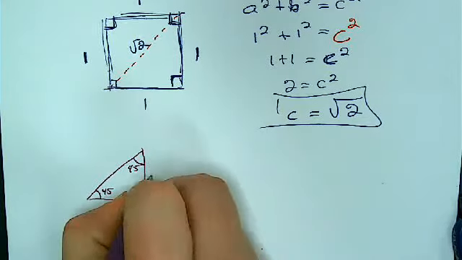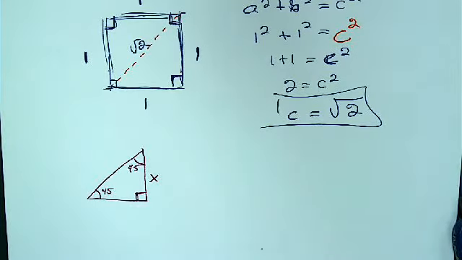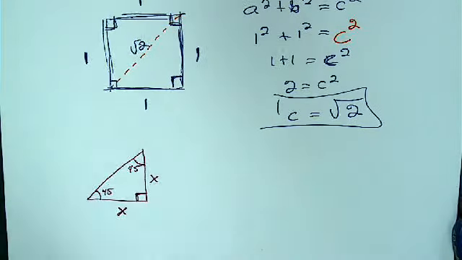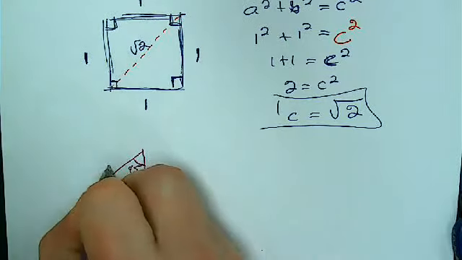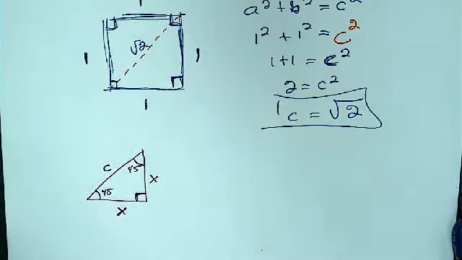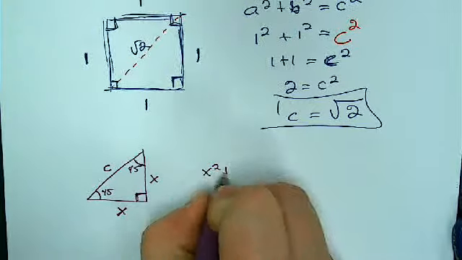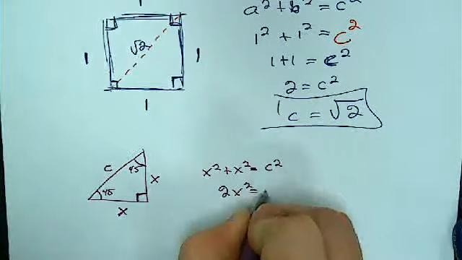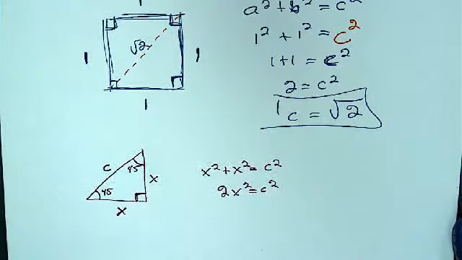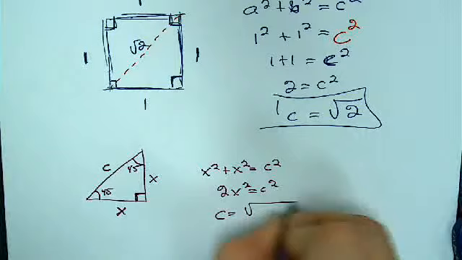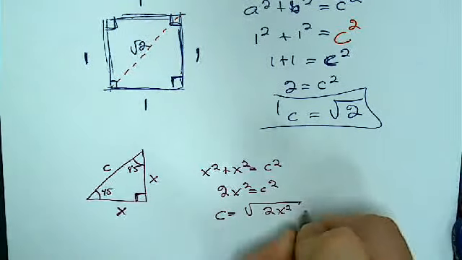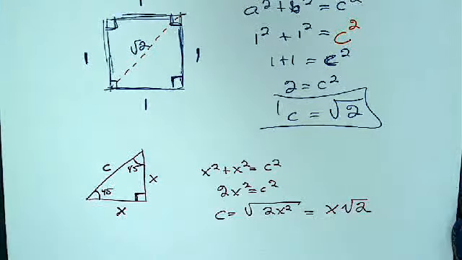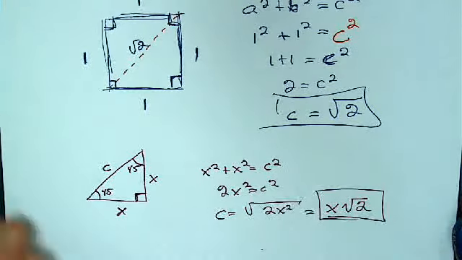Let's say this side is x. It's some number. Don't know. Call it that. And so this number is x. Same setup. But I want to know what the hypotenuse is. That gives me x squared plus x squared is equal to c squared. 2x squared is c squared. So I take the square root of that. And when I simplify that, I get x times the square root of 2. And so there's that irrational root 2 again.